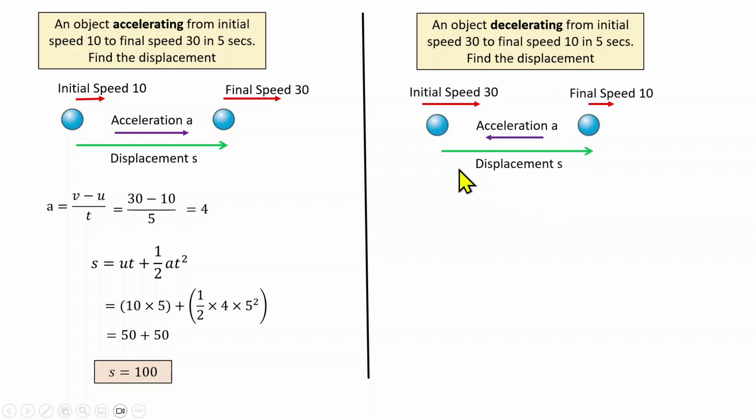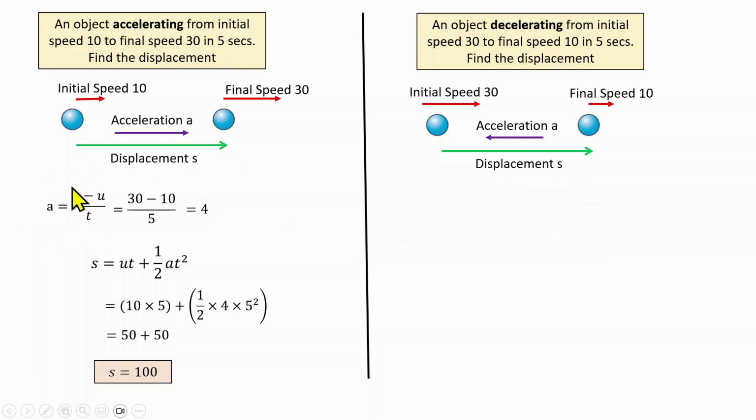So the diagram is this. Initial speed is 30, which reduces to 10. Now the object is indeed traveling towards the right, but since the object is decelerating, the direction of acceleration will be opposite to the displacement, as you can see in this figure. And we are going to start with the same approach.